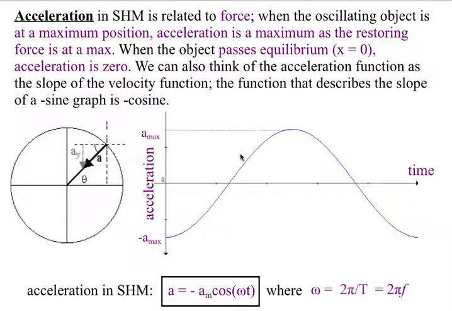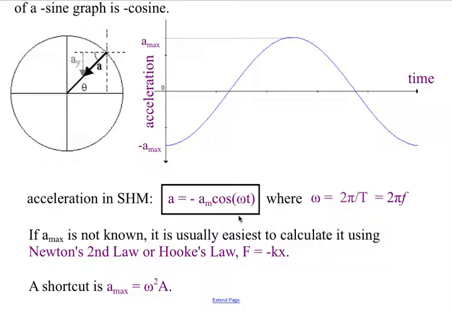So for an acceleration versus time graph, it's easiest to think about how the force exerted on the object is related to how far it is from equilibrium. When it's at a maximum position, acceleration's at a max because the more you stretch a spring, the more it wants to go back to equilibrium. The one funny thing is that it's always opposite the displacement. So if you pull something to the right, the acceleration will be towards the left. That's this negative sign here. Otherwise, the form of this equation is very similar to the position function.